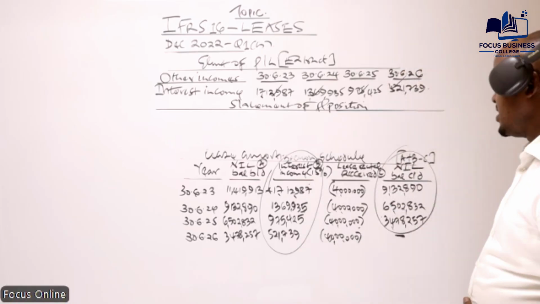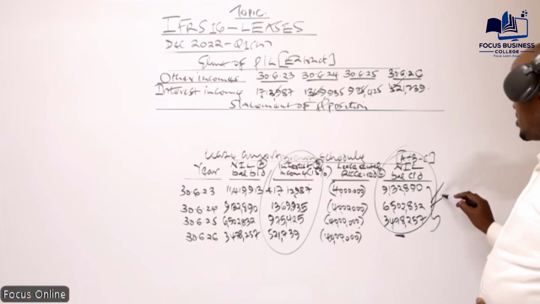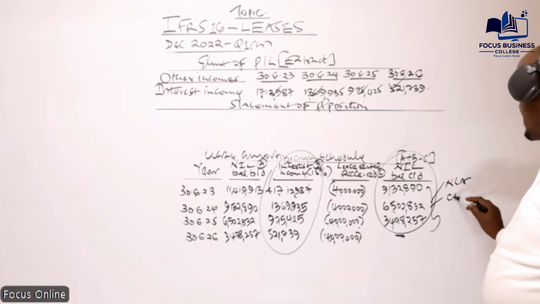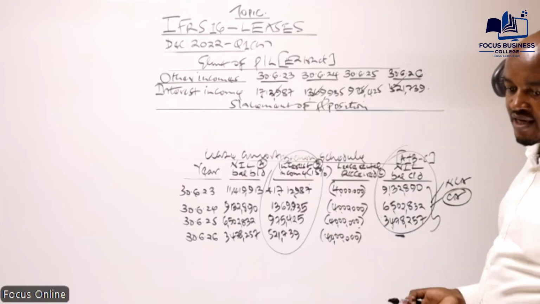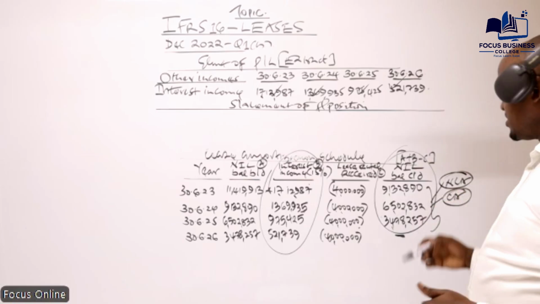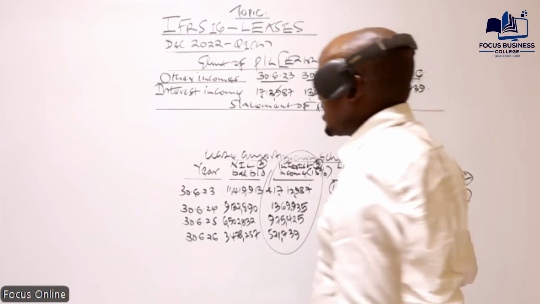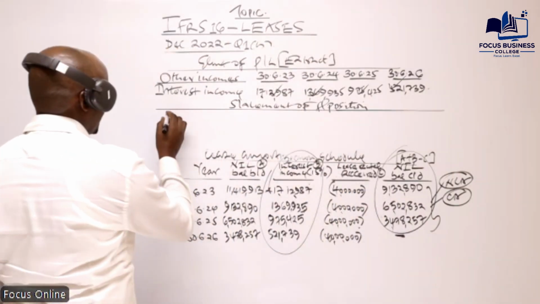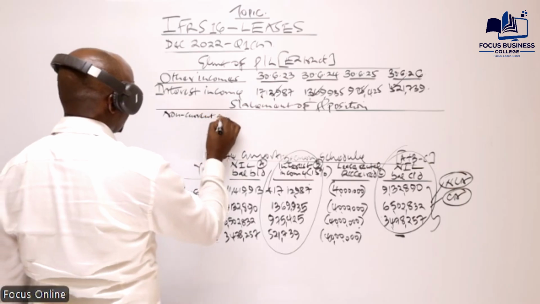But equally, just like what we did yesterday, this net investment in the lease is basically split into two: non-current assets and current assets. Current assets is the amount to be received from the lease within the next 1 year. Non-current is the amount to be received from the lease for a period beyond 1 year. So part of this net investment in the lease would be captured here as a non-current asset.